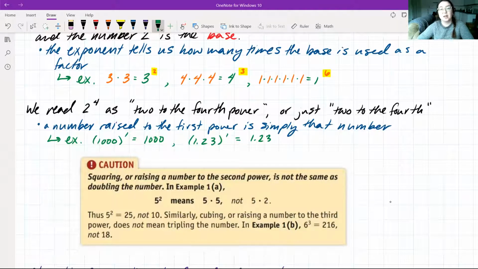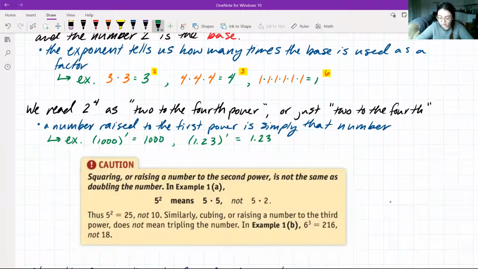All right, as a note of caution from your book, we see that squaring or raising a number to the second power is not the same as doubling the number. In example 1a from your book, we were given 5 squared, or 5 to the power of 2, or 5 to the second power, many different ways we can say this, means 5 times 5 and not 5 times 2. So 5 squared is equal to 25 and not 10.